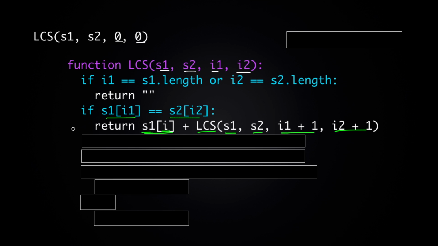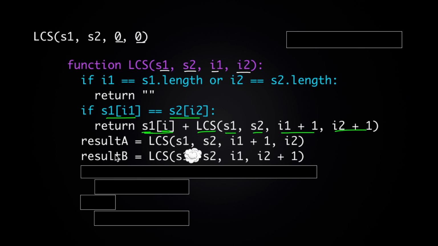And if we haven't returned yet at this point, that means that the current letters that we're examining are different. So in that case, we'll need to find two results, result A and result B. Result A is going to be LCS of S1, S2, I1 plus 1, and I2. And then result B is going to be LCS of S1, S2, I1, and then I2 plus 1.